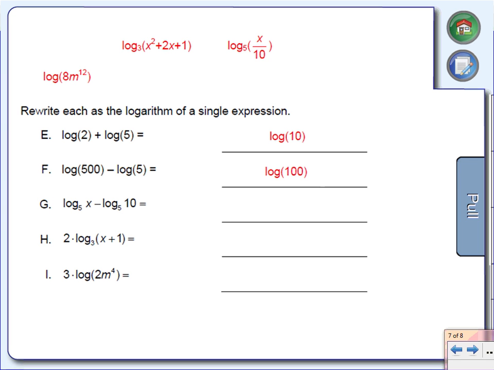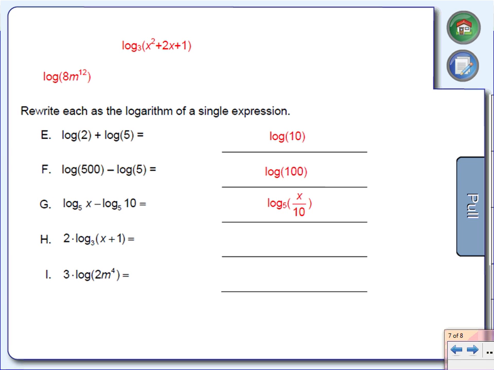Now G looks a lot different, but it's actually the same thing as F. Very, very similar to F. We're subtracting. And what do we say about subtraction? Division. So what are we going to divide? X by 10. We're going to divide X by 10. So which one of these answers up at the top shows us dividing X by the 10? Top right. Top right-hand corner. This one right here. By the way, notice that we're keeping the same base. We're keeping that base of 5. That doesn't change.